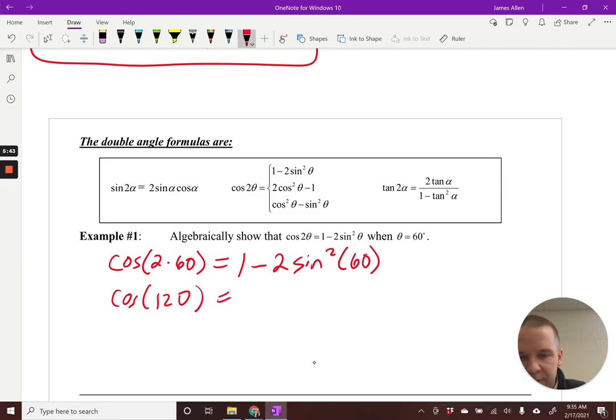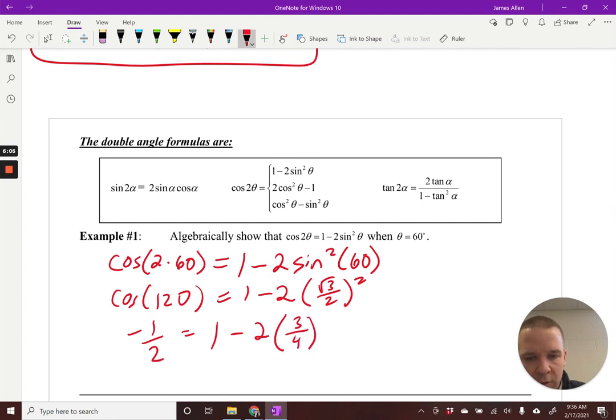And I'm just going to work with that left-hand side. That's going to be what? Negative 1/2. It's in the second quadrant, so it's negative. And then over here, I have 1 minus 2, and then sine squared. Well, sine of 60 is going to be root 3 over 2. Square it. So that gives me 1 minus 2, and then this is going to be 3 over 4.